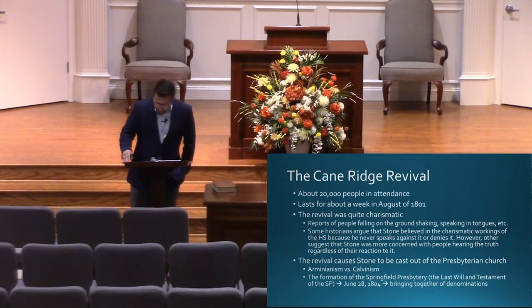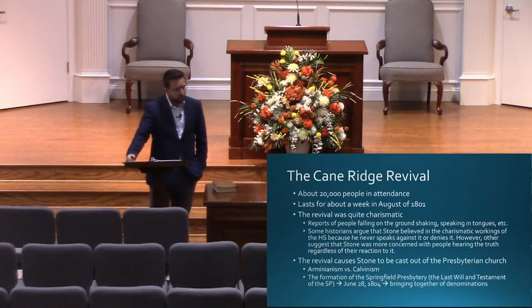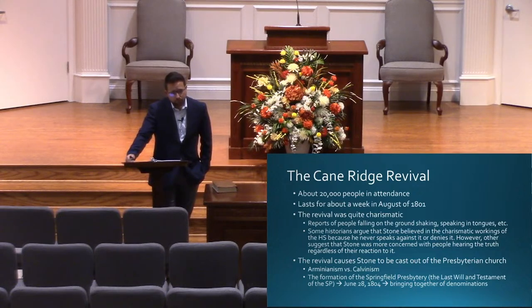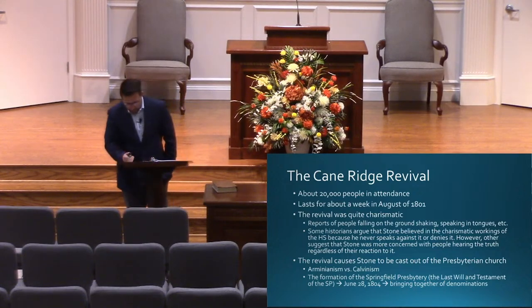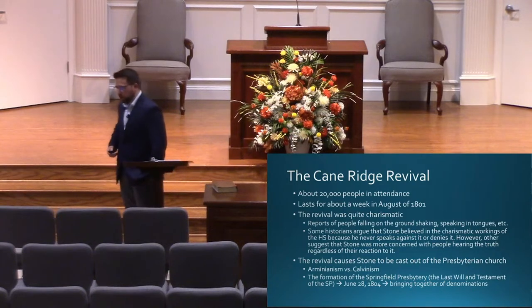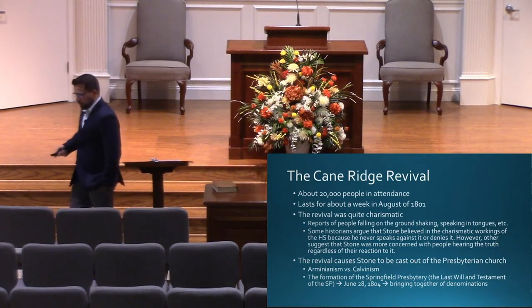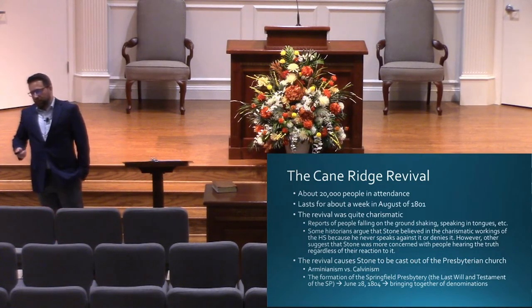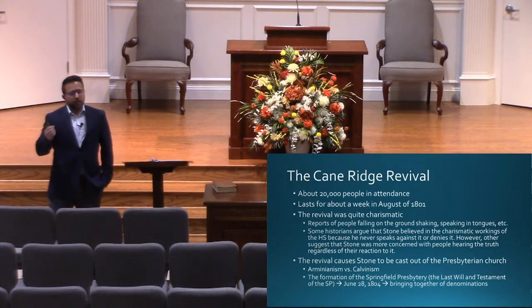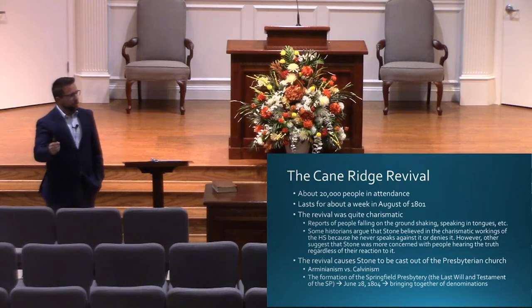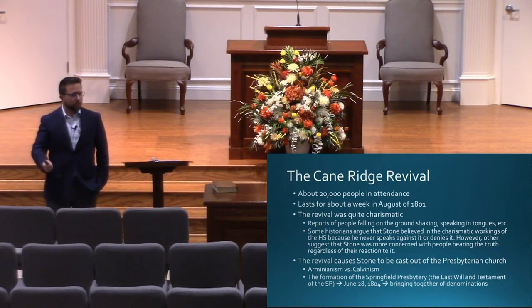And so, the Cane Ridge Revival causes Barton Stone to be kicked out of the Presbyterian Church. The Presbyterian Church didn't like what he was preaching, partly because he was preaching what they would call Arminianism rather than Calvinism. Calvinism says that only the elect are going to heaven, and you're either part of the elect or you're not, and God is sovereign and He knows everything, therefore He knows who's elect even before they're born, and if you're elect, there's nothing you can do to be unelect, and if you're not elect, there's nothing you can do to be elect.